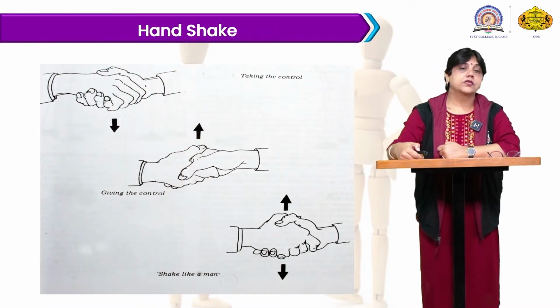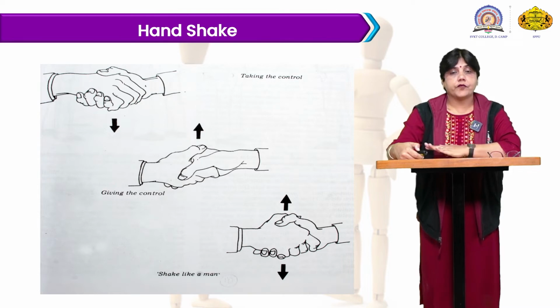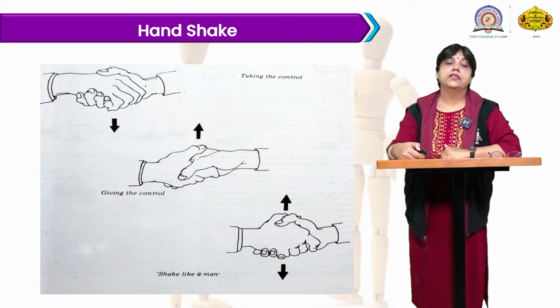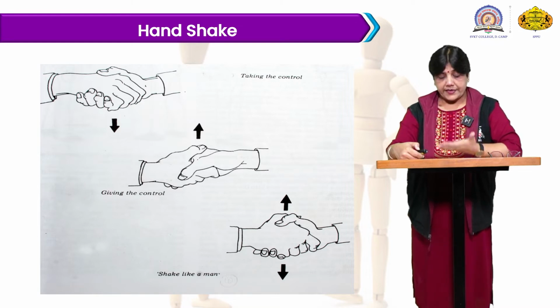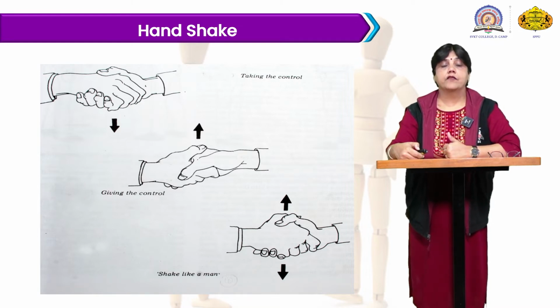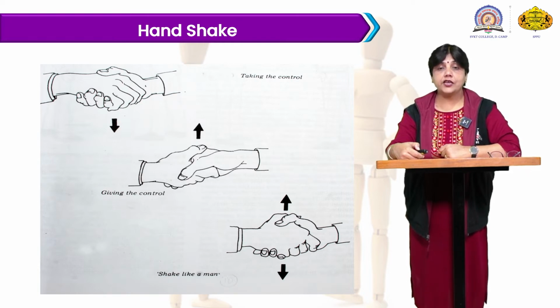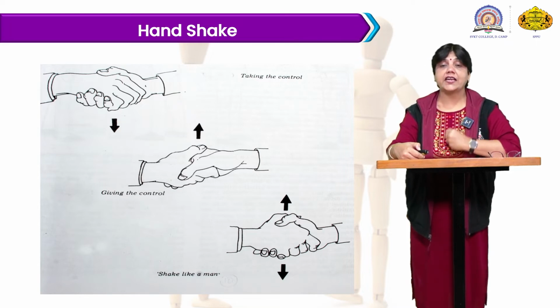Now, the most important thing. In front of your screen, you can see 3 types of handshake. So remember, when you are extending your hand or when you are shaking hands, you should remember whether you are taking control, or you are giving the control, or you are shaking hands as an equal.